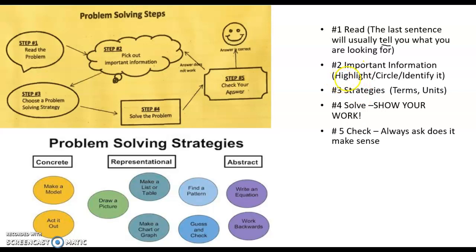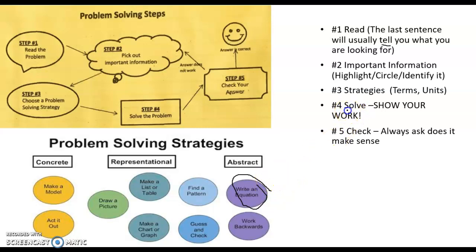Then you want to look at the important information. It might be better if you highlight or circle it, identify important terms or units when you're reading the problem. There are many different strategies that we can use when we're trying to solve these problems. You might want to draw a picture. Lists are good, or even a chart. Sometimes you want to find a pattern. And we're going to get to the point where we are going to be writing equations that we need to solve when we're doing word problems.